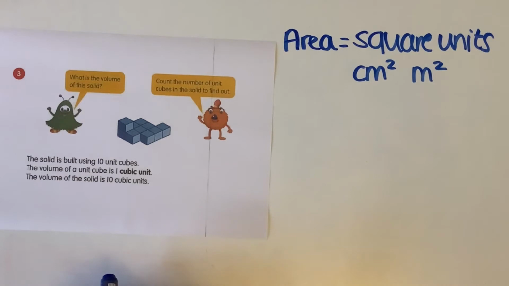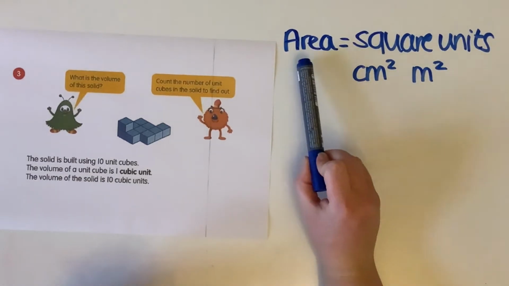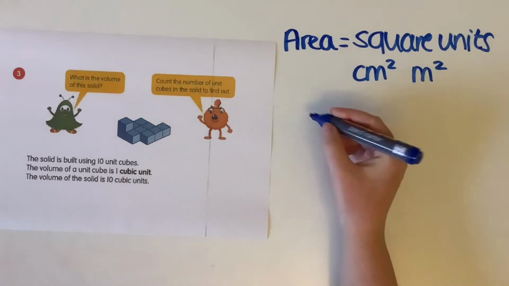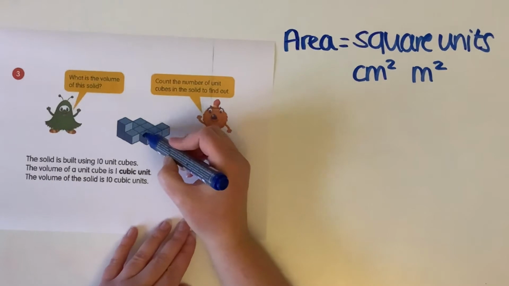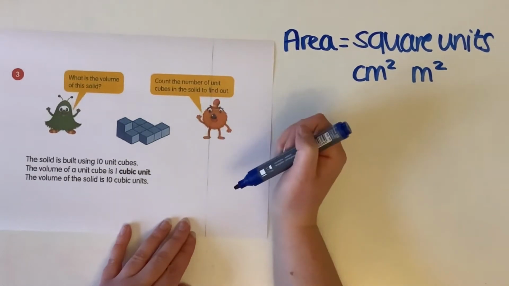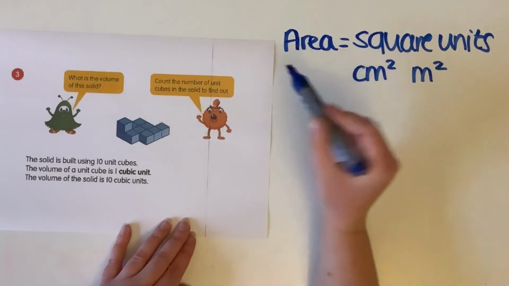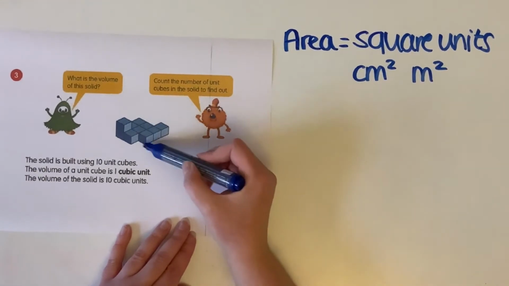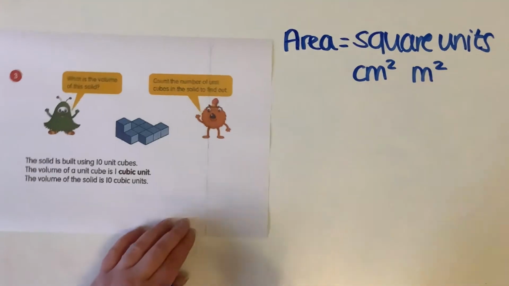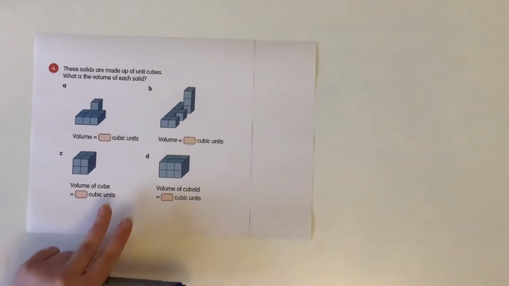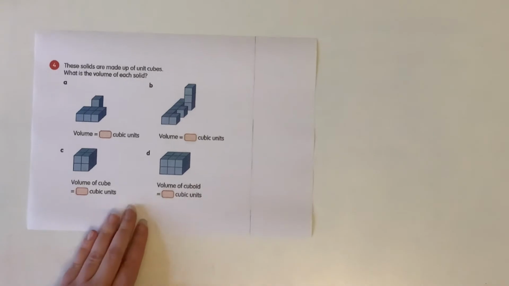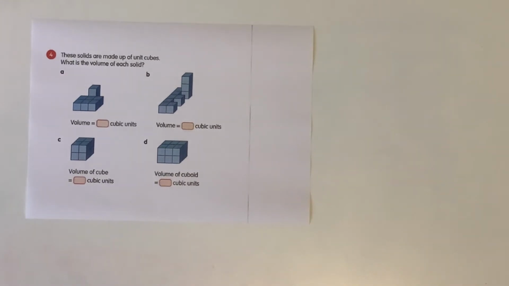cubic units. When we're looking at area, we would look at square units. When we're looking at volume, we are working with cubic units. So area, square; volume, cubic. This solid has 10 cubic units. So what I'd like you to do is pause the video and have a look at question 4. What is the volume of each of these solids? Off you go.